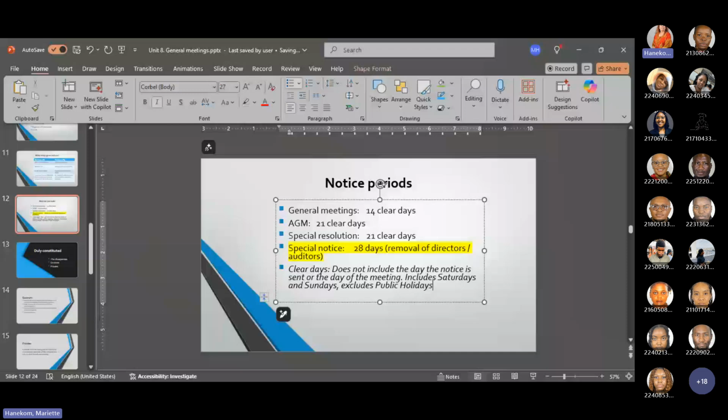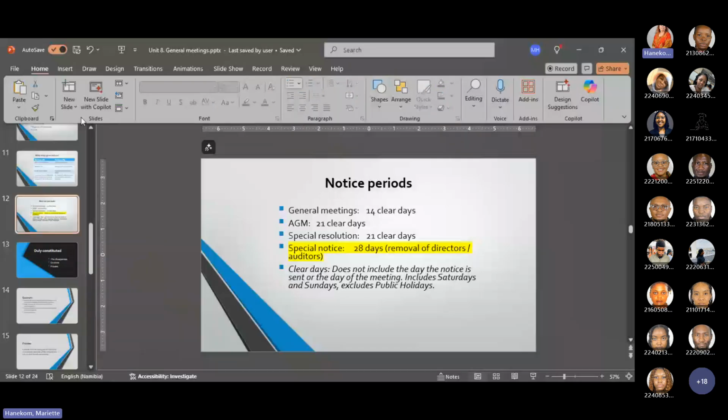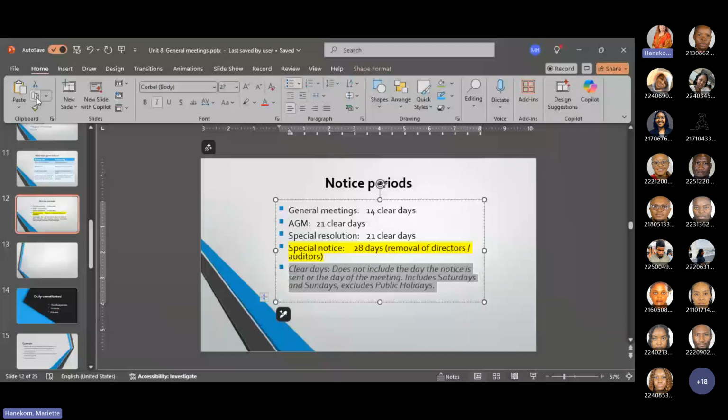Don't worry about the fact that it excludes public holidays. My purpose behind this is not to test your knowledge of Namibian public holidays. So I will never give you, if you have to calculate whether a meeting has been properly sent, an example that includes a public holiday and try to catch you out, like, you got it wrong because the 26th of August is a public holiday. That's not my intention. So don't stress about public holidays in this regard.